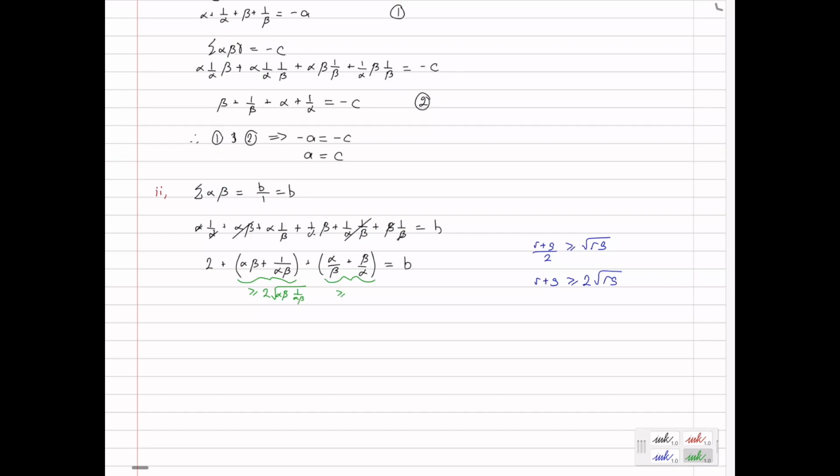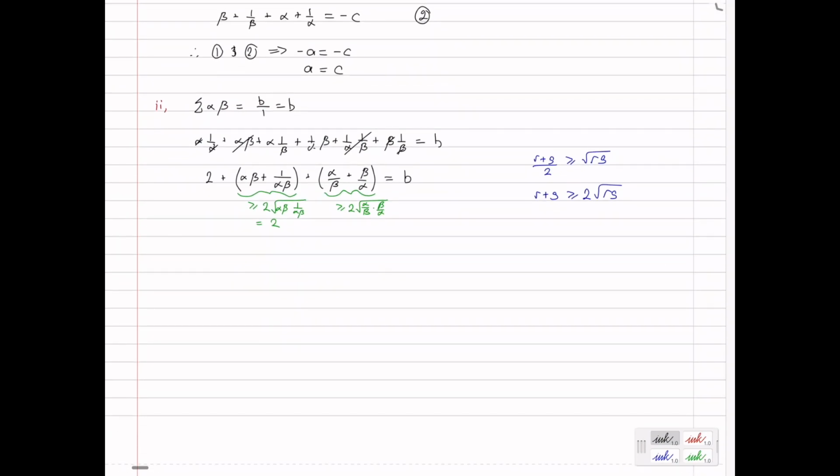And this here should be greater than or equal to 2 times the square root of alpha on beta times beta on alpha. And you can see in both cases, that square root, we're actually square rooting 1 because alpha beta divided by alpha beta is 1. So this is actually equal to 2. So these two terms which are grouped in brackets, both of them are actually greater than or equal to 2. So what do I have? Let's move this up a little. I have b, that's going to be greater than or equal to 2 plus 2 plus 2. And so therefore b is greater than or equal to 6, and that's the end of that question.